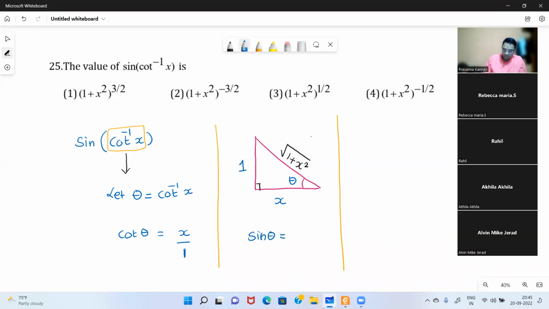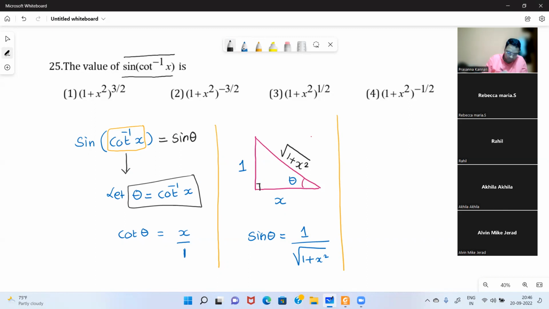1 by root of 1 plus x square. Yes, opposite by hypotenuse. So 1 by root of 1 plus x square. Correct, no? Now, if you see, your cot inverse x is nothing but theta, correct? So basically, this is nothing but sine theta, and that is what we want in the question. Do you agree?